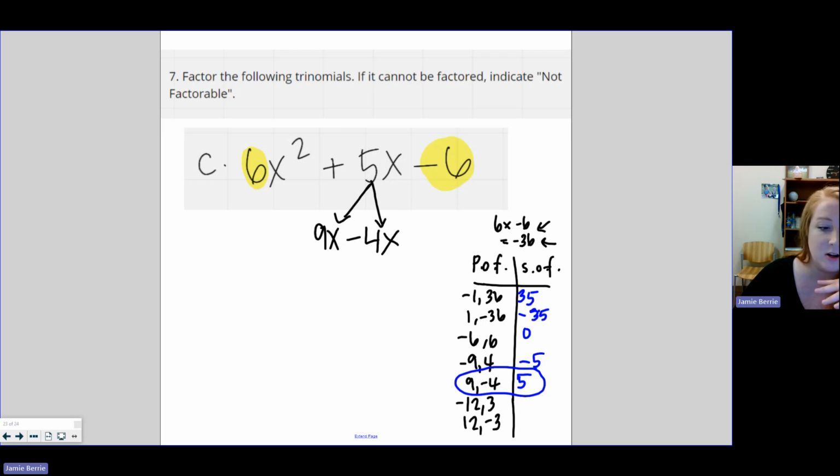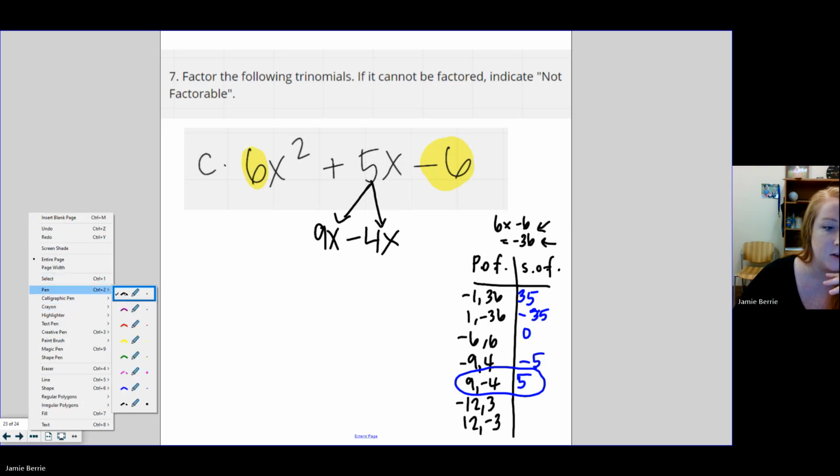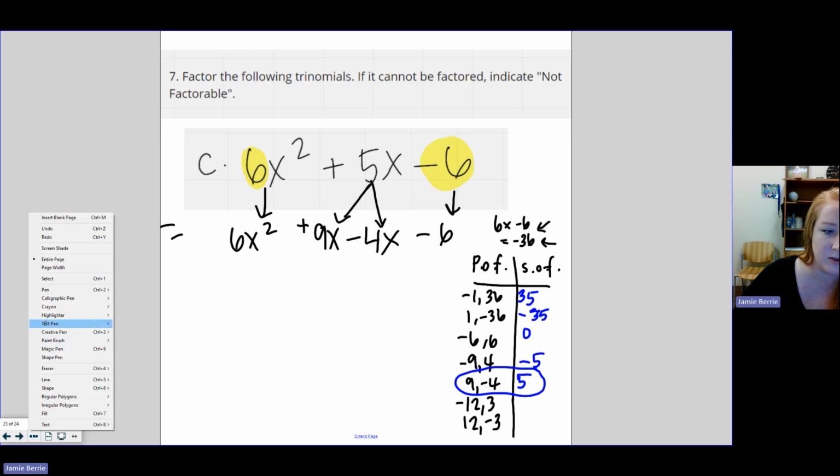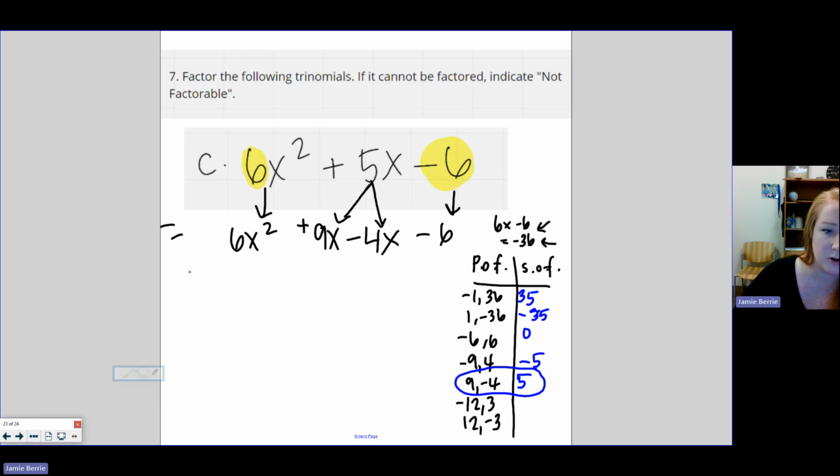So we have not changed anything. Just making a note of that. Everything else is just going to get dropped down. I don't know why my cursor has all of a sudden disappeared. 6x squared, that 9 is positive, so let's throw a little plus in front of it. And then the minus 6 gets dropped down. So here's what we're working with.